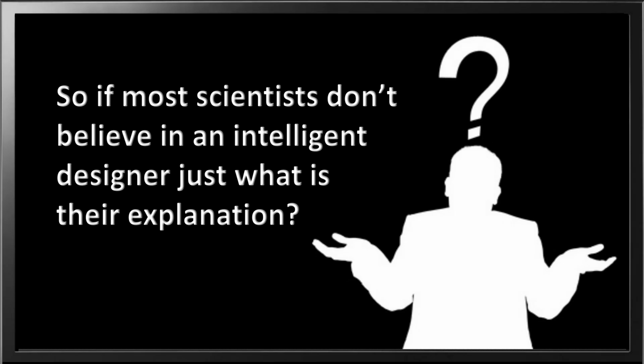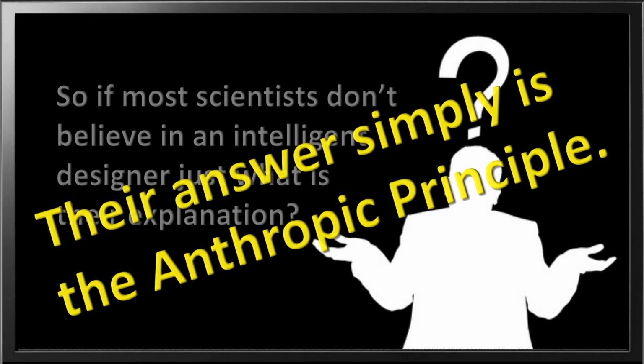So if they don't believe this is evidence of an intelligent designer, just what is their explanation? And here it is. You've heard me use this word before in this class, and it's called the anthropic principle. That is their answer. So what is the anthropic principle?